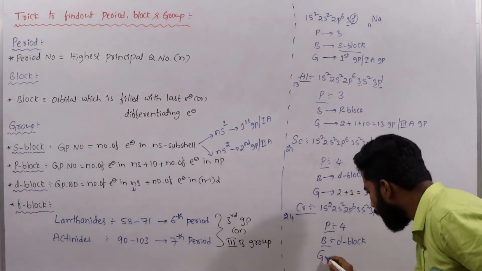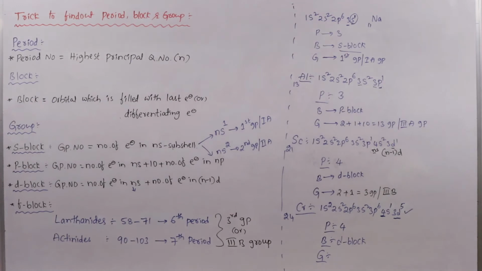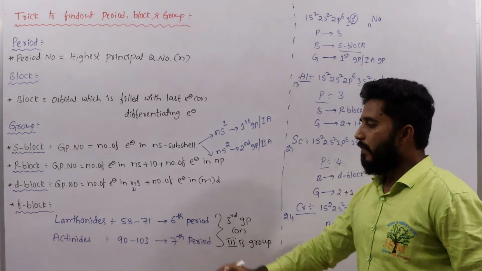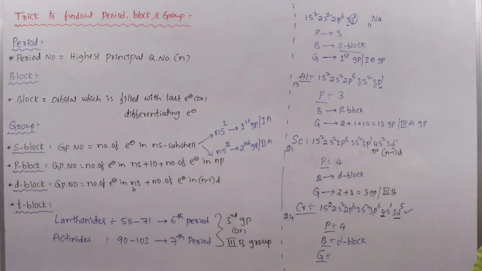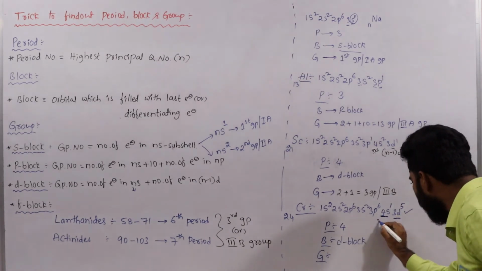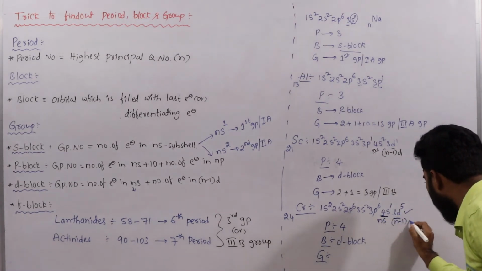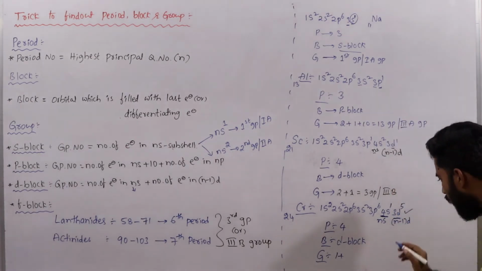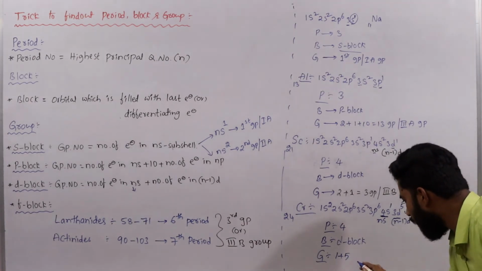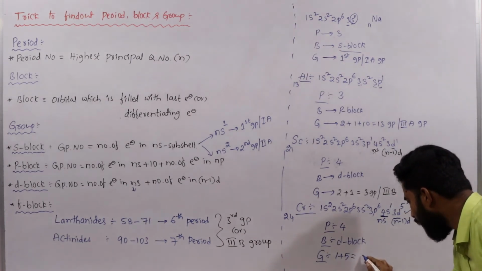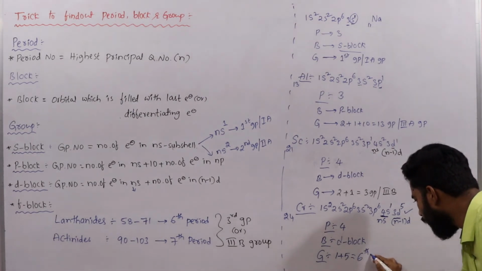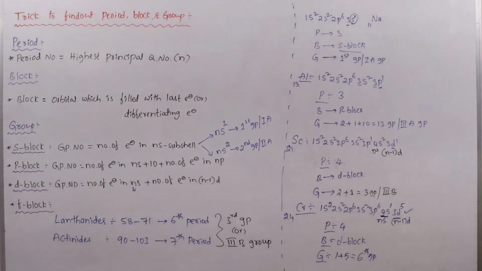Let us see the group for D block elements. What is the formula to find out the group number? Number of electrons in ns plus number of electrons in (n minus 1)d. How many electrons are present in ns? This is ns, this is (n minus 1)d. Here, 1 electron in the s orbital and 5 electrons in the d orbital. So 1 plus 5 is 6, which means this belongs to the sixth group.